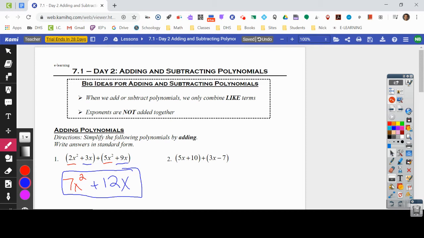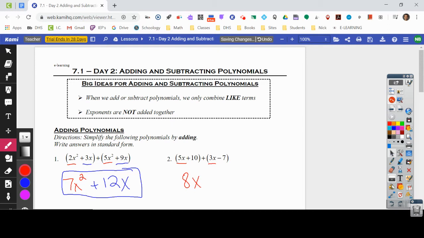Let's look at example 2. Here we have 5x plus 10, and we're adding that to 3x minus 7. Again, we're going to scan the problem and look for like terms, and we want to put the terms with the highest exponent first. We have a 5x here, and we're going to add 3 more x's to it. 5x plus 3x is going to give me 8x.